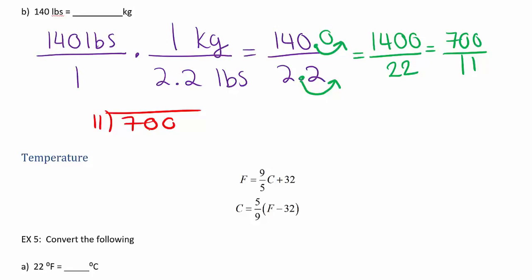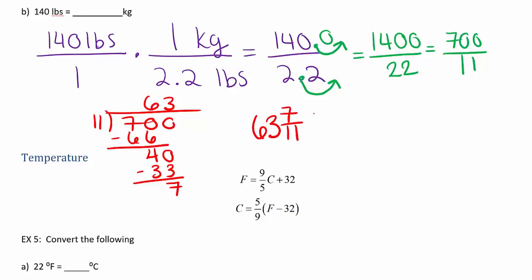11 goes into 76 times with a remainder of 4. 11 goes into 43 times with a remainder of 7. And then we have some choices. You could stop and write your answer as a mixed number. It would be 63 and 7/11 kilograms. Or if you want to add a decimal and keep going, you are welcome to do that.